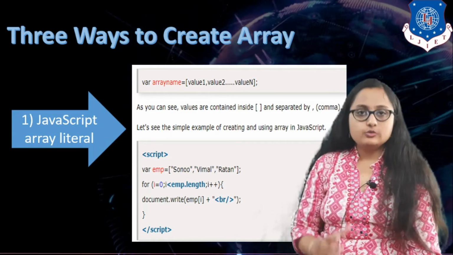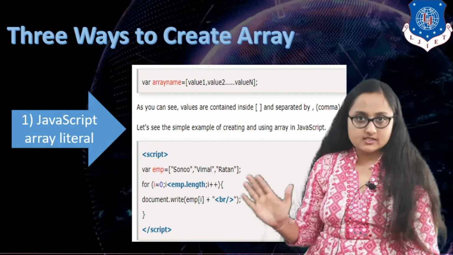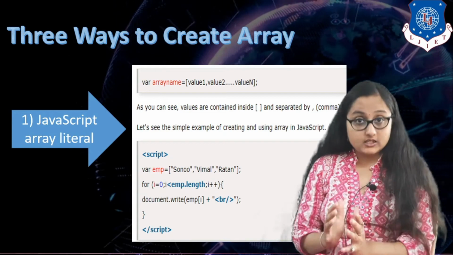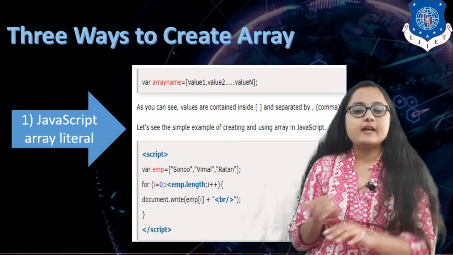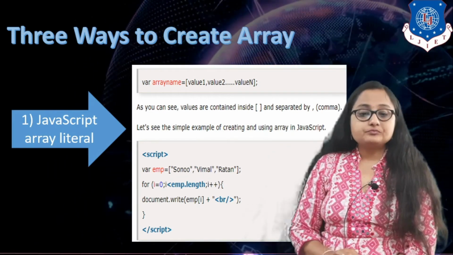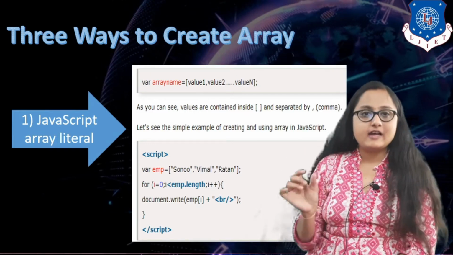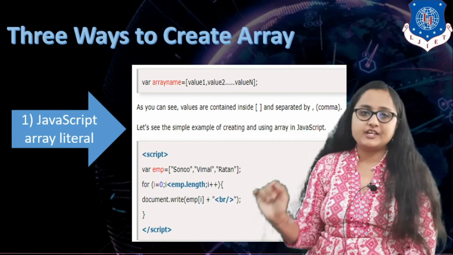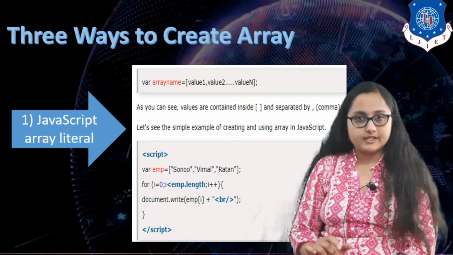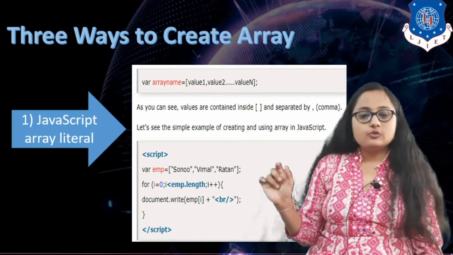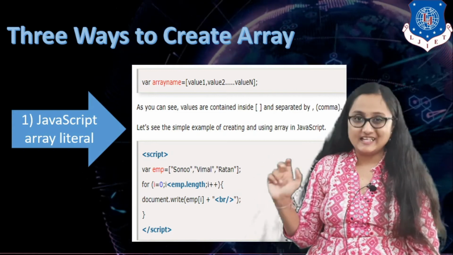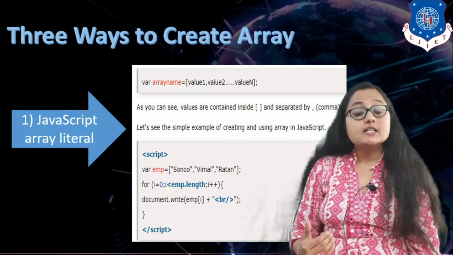When you want to declare a JavaScript array using this literal method, you have to write var, then the array name is equal to, and in square brackets you can write values comma separated. In the example, in the script tag, I have var emp as my array variable name, is equal to, and in square brackets I have written 3 values comma separated, right? So Sunu will take the 0th index, Vimal will take the 1st index, and Ratan will take the 2nd index. 0, 1, 2 are the indexes assigned.